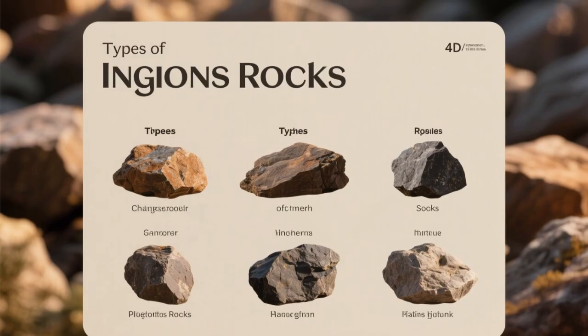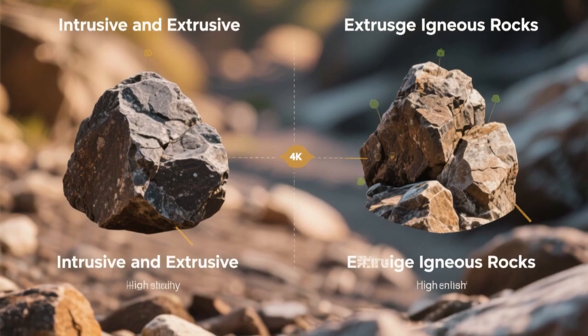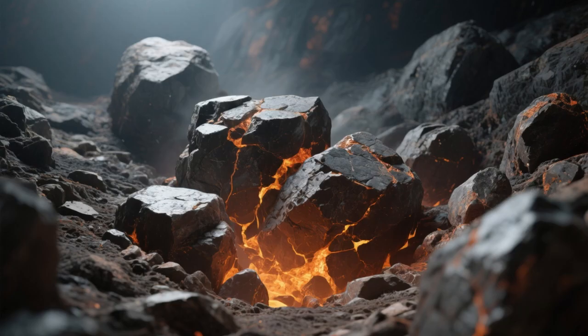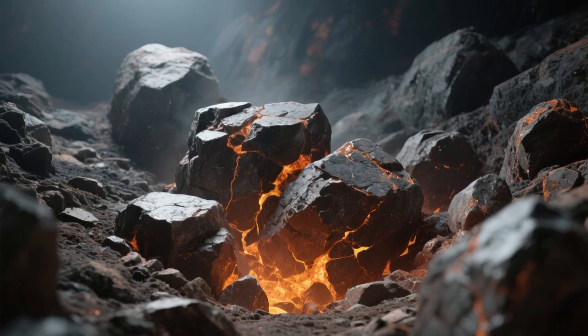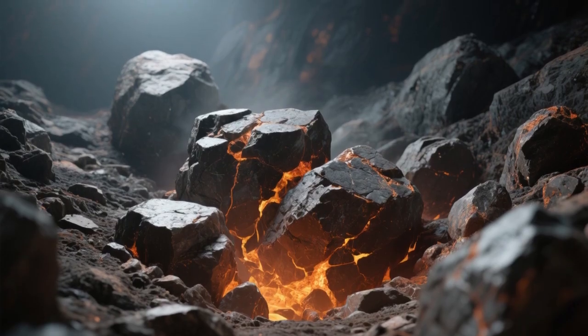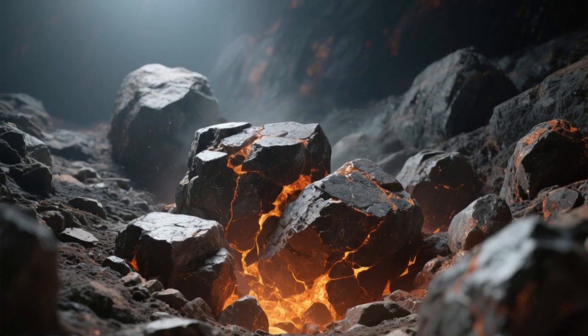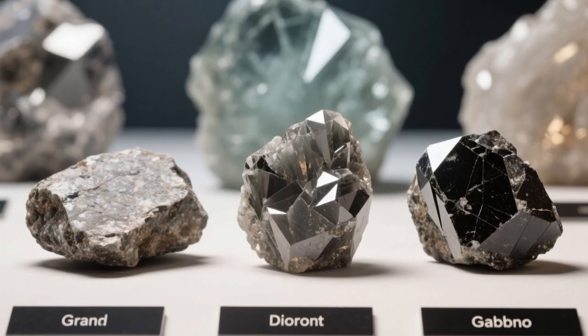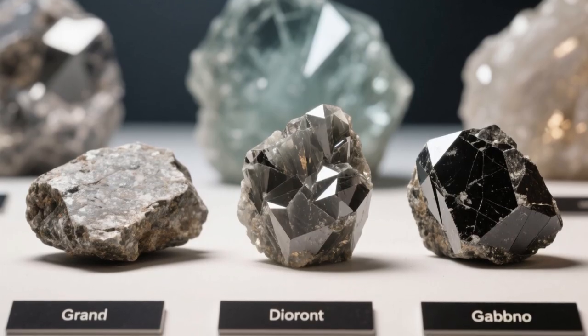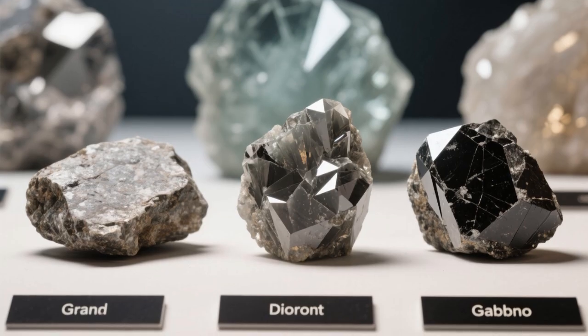Section 3. Types of igneous rocks. There are two main types of igneous rocks. 1. Intrusive igneous rocks or plutonic rocks. Intrusive igneous rocks form deep inside the Earth's crust. Because the magma cools very slowly underground, these rocks develop large, visible crystals.